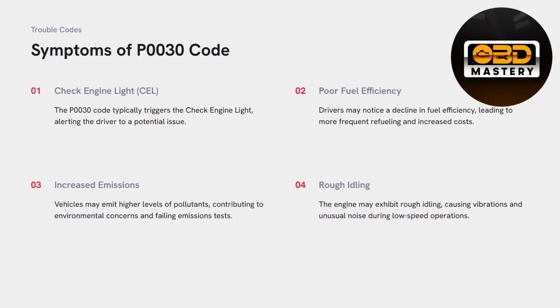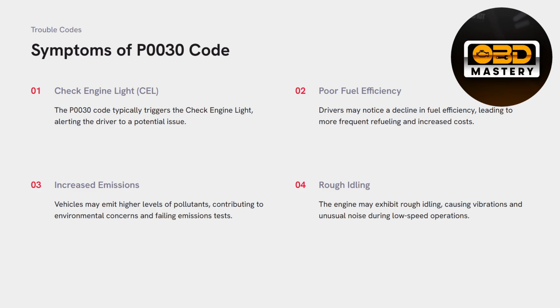The symptoms of the P0030 code. What exactly are these symptoms? Number one is going to be the check engine light illumination on your cluster. That is just going to alert you due to this potential issue. Number two is the poor fuel efficiency. Drivers may notice a decline in fuel efficiency, and you're going to be making more trips to the gas station than usual because your fuel consumption is going to go up.